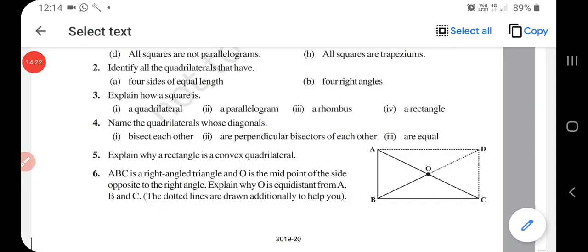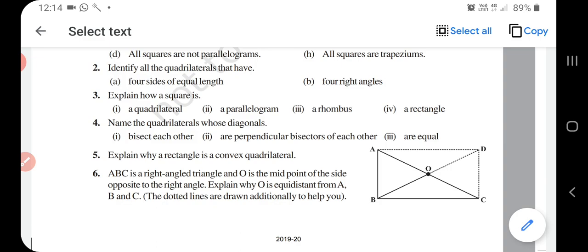And our last question is, ABC is a right angle triangle and O is the midpoint of the side opposite to the right angle. Explain why O is equidistant from A, B and C. The dotted lines are drawn additionally to help you. If we see the dotted lines, then it becomes a parallelogram. Angle ABC is 90 degrees, it's given.